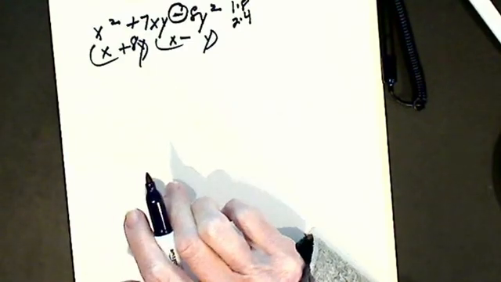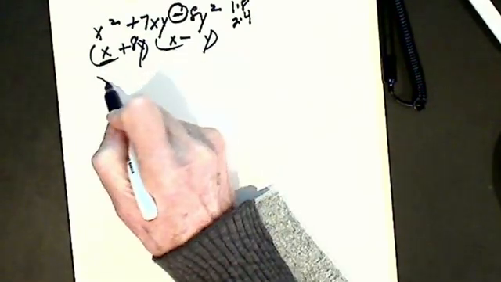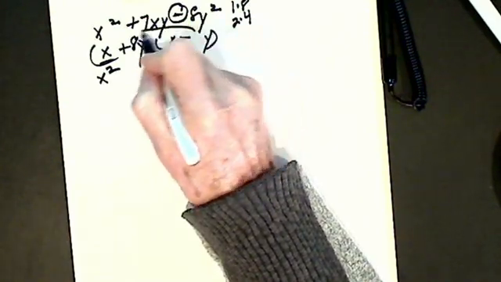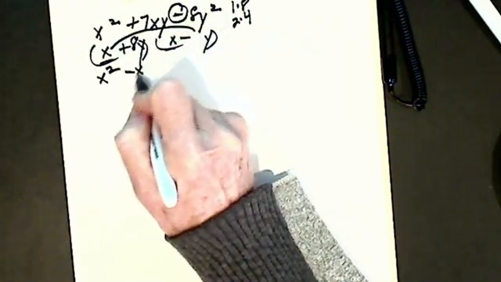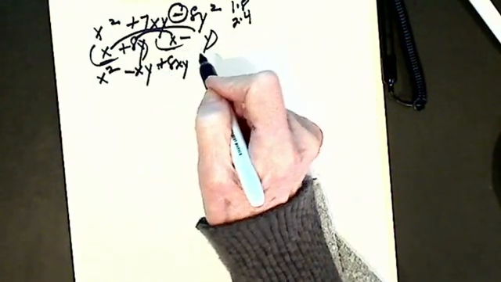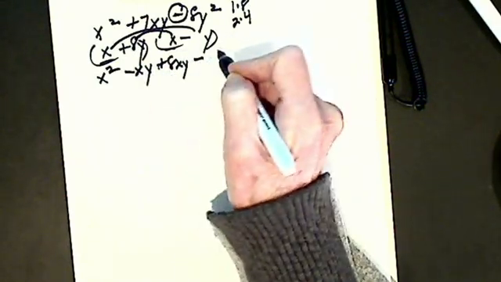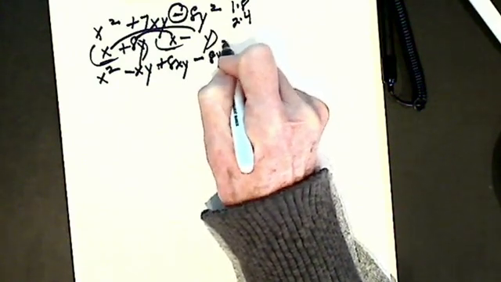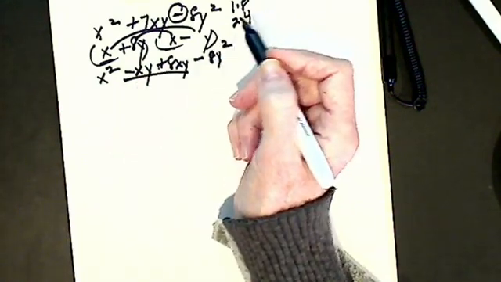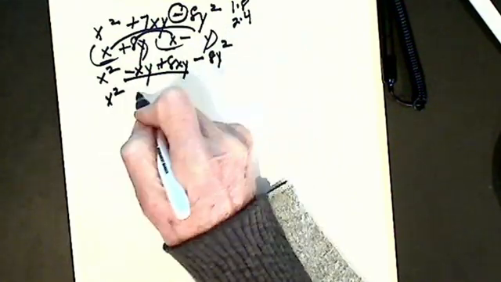This way, when I check by FOIL, I get x times x, I get x squared. I multiply my outers, I get minus xy. I multiply my inners, I get plus 8xy. I multiply my lasts, I get negative because of unlike signs, 8y squared. Outers and inners combine. So I get x squared plus 7xy minus 8y squared. So the only difference is this had an extra letter. I just want to do one more thing.